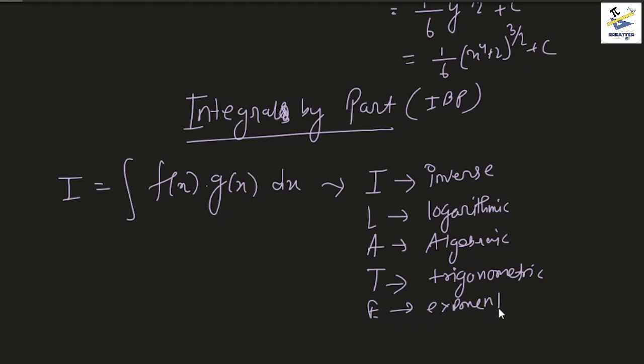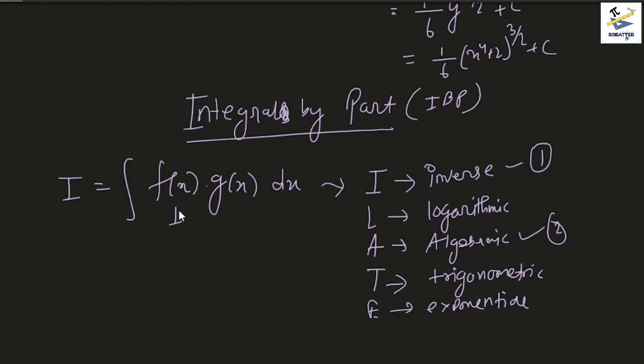So why is this order important? This order is to choose the function which is higher up the list. If there are two functions in multiplication form, where one of them is an inverse function and the other is algebraic, then you would have the inverse function as the first function and the algebraic as the second function. So if the function is higher up on the list, you would name it function 1 and the other one would be function 2.